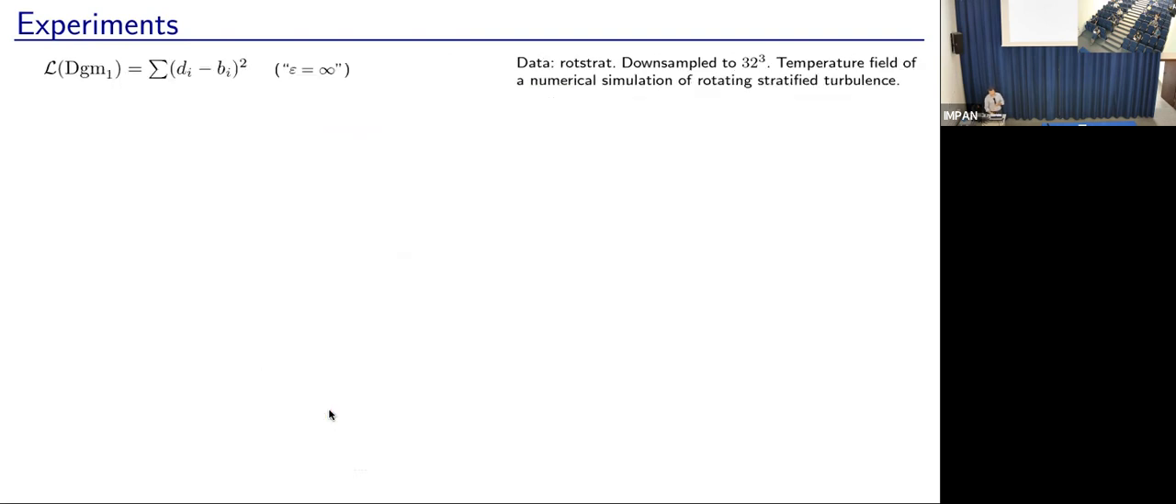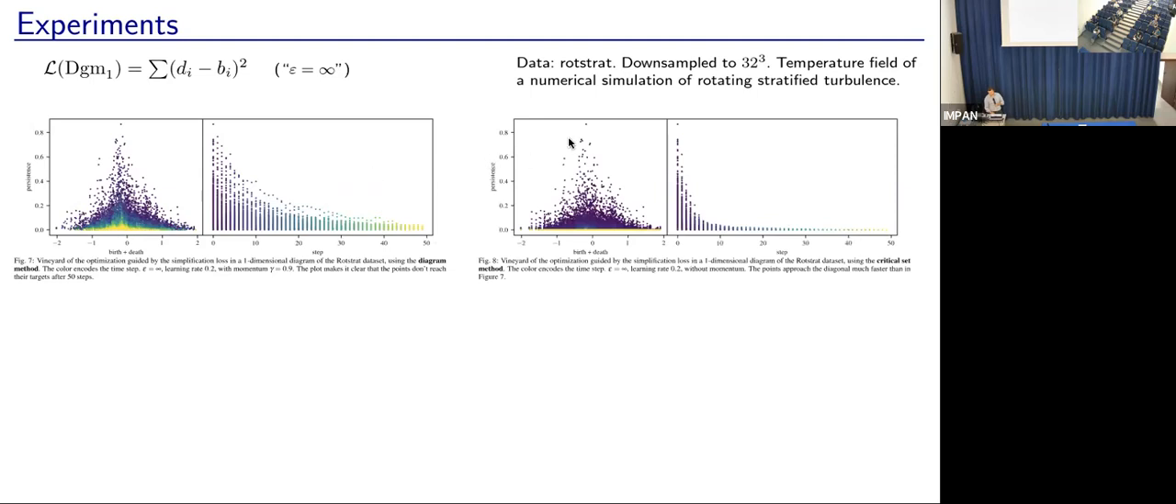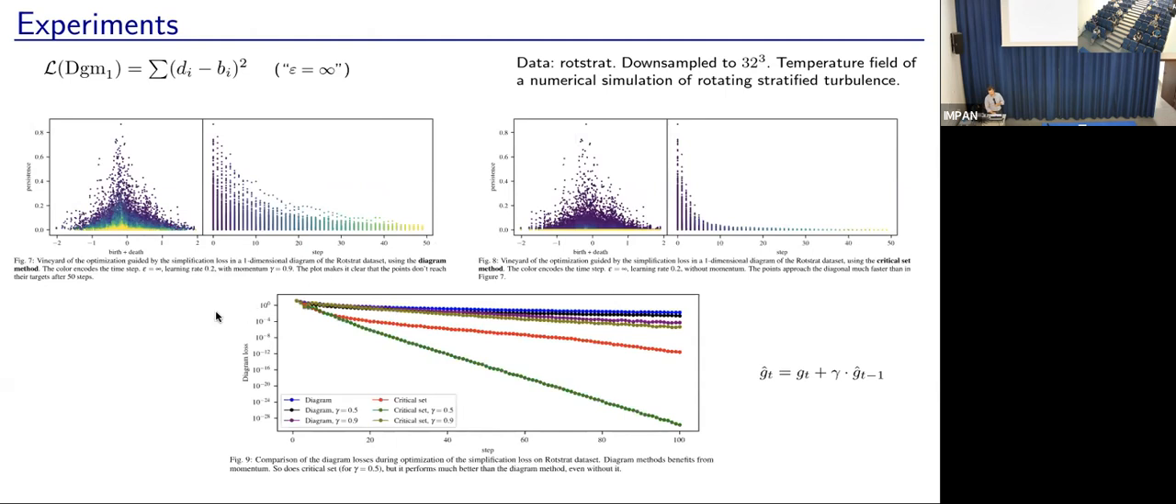Another example is simplification, where we're just trying to get rid of all the points in the one-dimensional persistence diagram. This is a case that we don't know how to treat theoretically. This is the diagram method. The idea is that all these points should go to zero, but the fact that you see yellow in this slice means that not all of them reach the diagonal. On the other hand, if you follow the critical set method, everything just shoots down to the diagonal, a much, much steeper decline. You simplify virtually everything, and it's completely obvious from the loss plots, because this is a logarithmic scale.